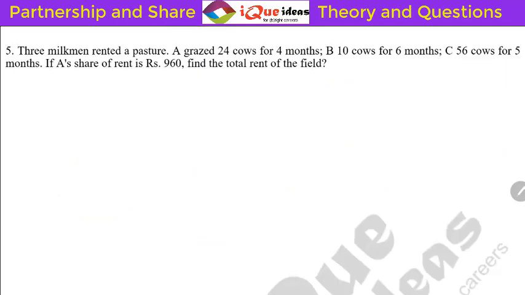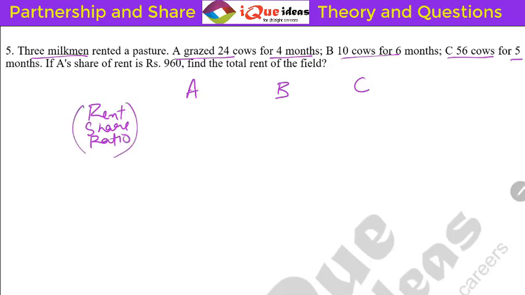Now this last question says 3 milkmen rented a pasture. A grazed 24 cows. It is a repeat of the previous question, just the numbers are different. So let's say A, B, C. I'll straight away write the rent share ratio. Right, we have already done it many times. Rent share ratio, how do we calculate? Number into time.